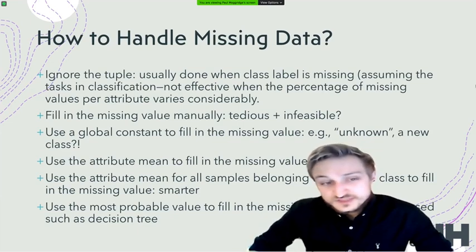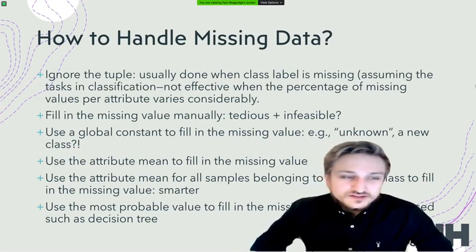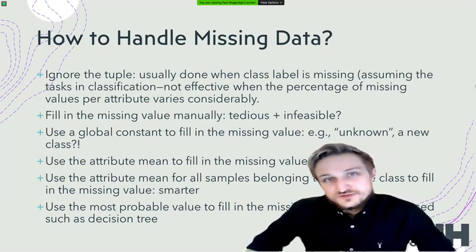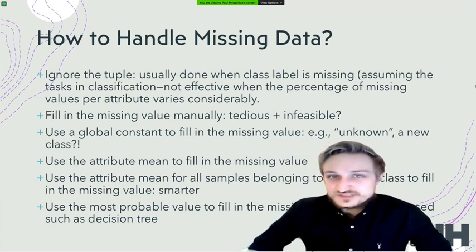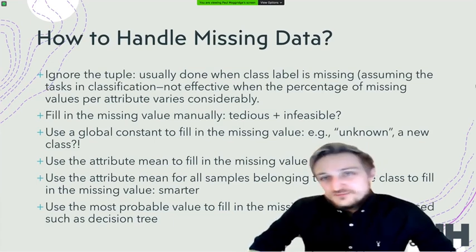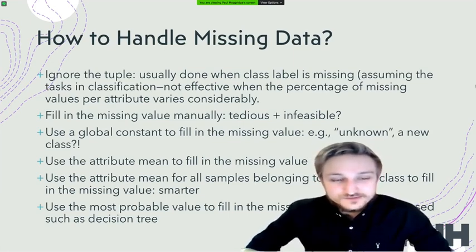Another way to handle missing data is to make up a generic value for that missing data. So for instance, NA, unknown, MISC, trying to come up with some way of labeling that this record has missing data in it.